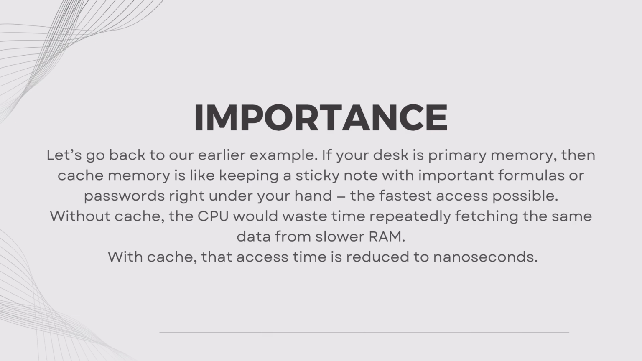Let's go back to our earlier example. If your desk is primary memory, then cache memory is like keeping a sticky note with important formulas or passwords right under your hand. The fastest access possible. Without cache, the CPU would waste time repeatedly fetching the same data from lower levels. With cache, that access time is reduced to nanoseconds.